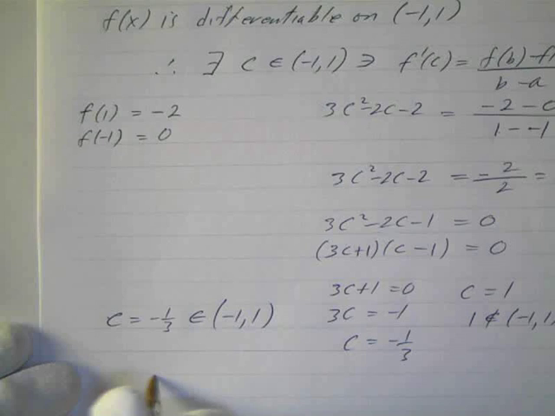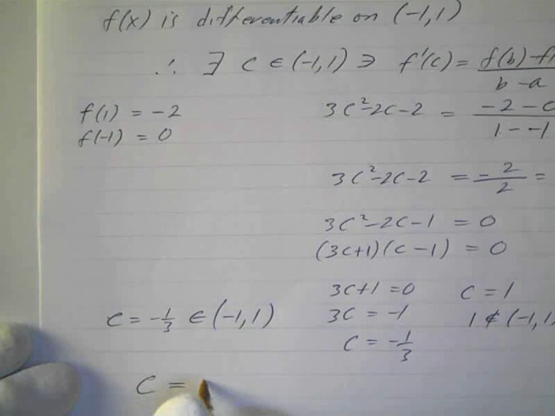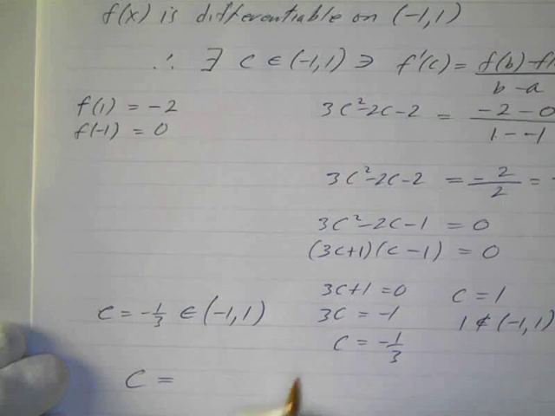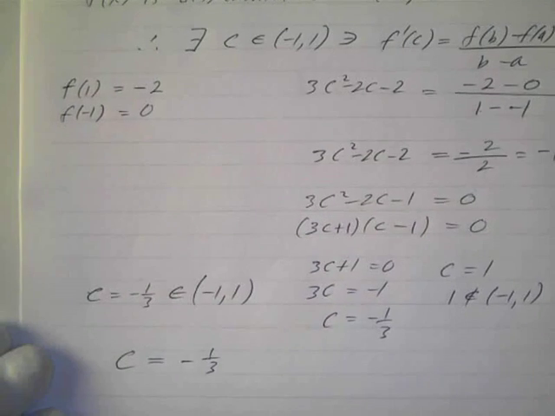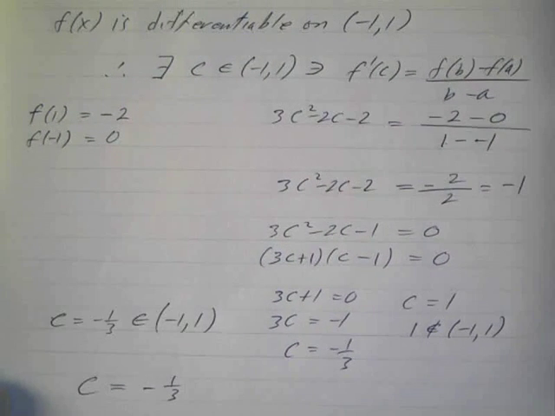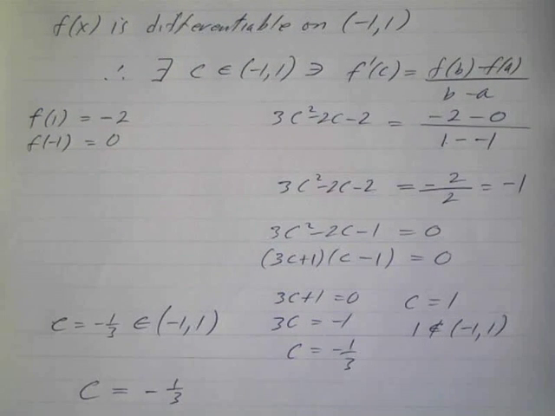So we're good. In this case, the value of c that will satisfy the mean value theorem over the interval -1 to 1 would be -1/3. Okay? So again, you have to be careful on the nuances. This is a good example of that.